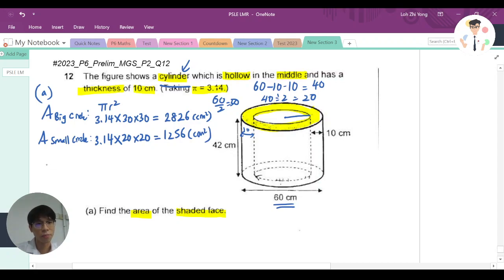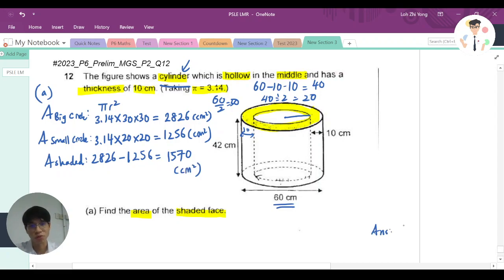And of course, I just need to minus. So the area of the shaded part would be 2826 minus 1256. So the answer would be 1570 in cm squared. Okay, and of course, the answer at the bottom, you just write 1570 cm squared for A.